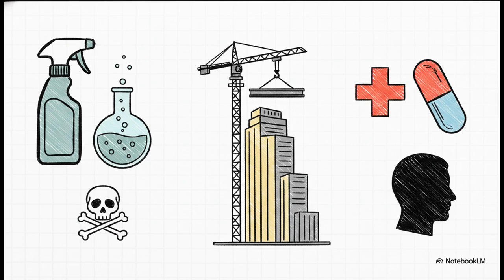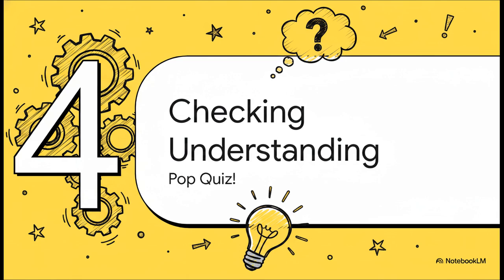And it allows chemists to create life-saving medicines. They have to predict exactly how a chemical compound is going to react inside the human body. Everything built, engineered, or synthesized in our entire society relies on a deep, deep understanding of these physical and chemical properties. Section 4. Checking your understanding.